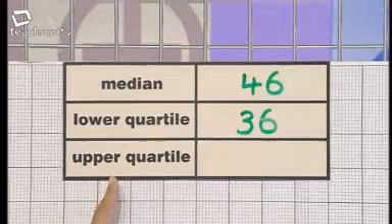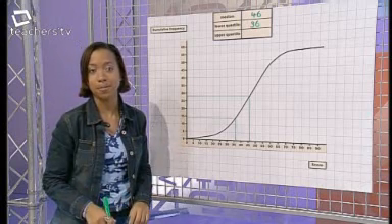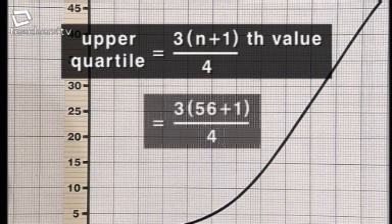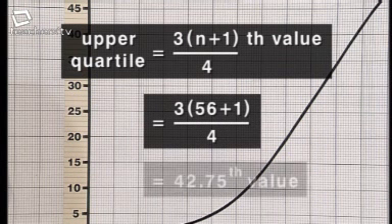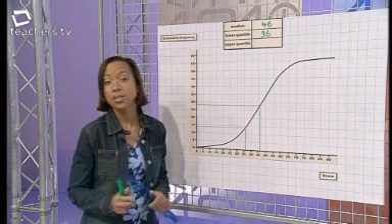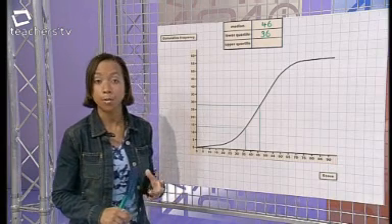Finally, the upper quartile. The upper quartile is 3/4 of the way into the data. Its exact position is found using this formula. 3/4 of 57 is 42.75. Or, to keep things simple, you can approximate by finding 3/4 of 56, which is 42.